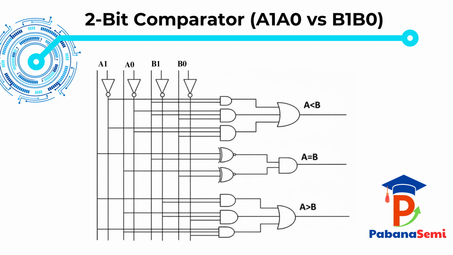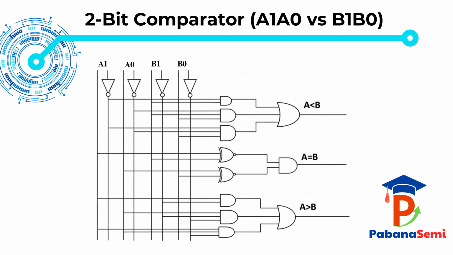Let's start with the A less than B output. There are two possible cases. First, if A1 is less than B1 directly, that is A1 bar and B1. Second, if the MSBs are equal and A0 is less than B0. These product terms are generated using AND gates, and then combined using an OR gate to produce A less than B.